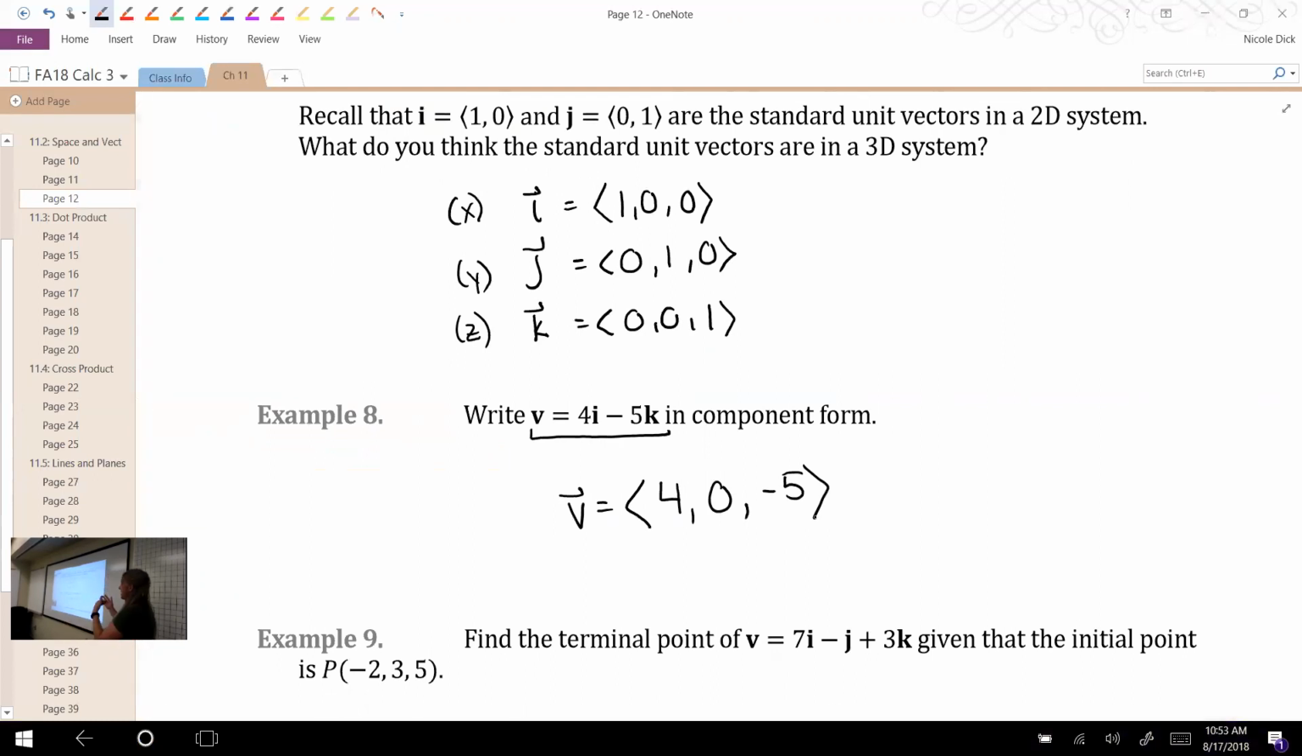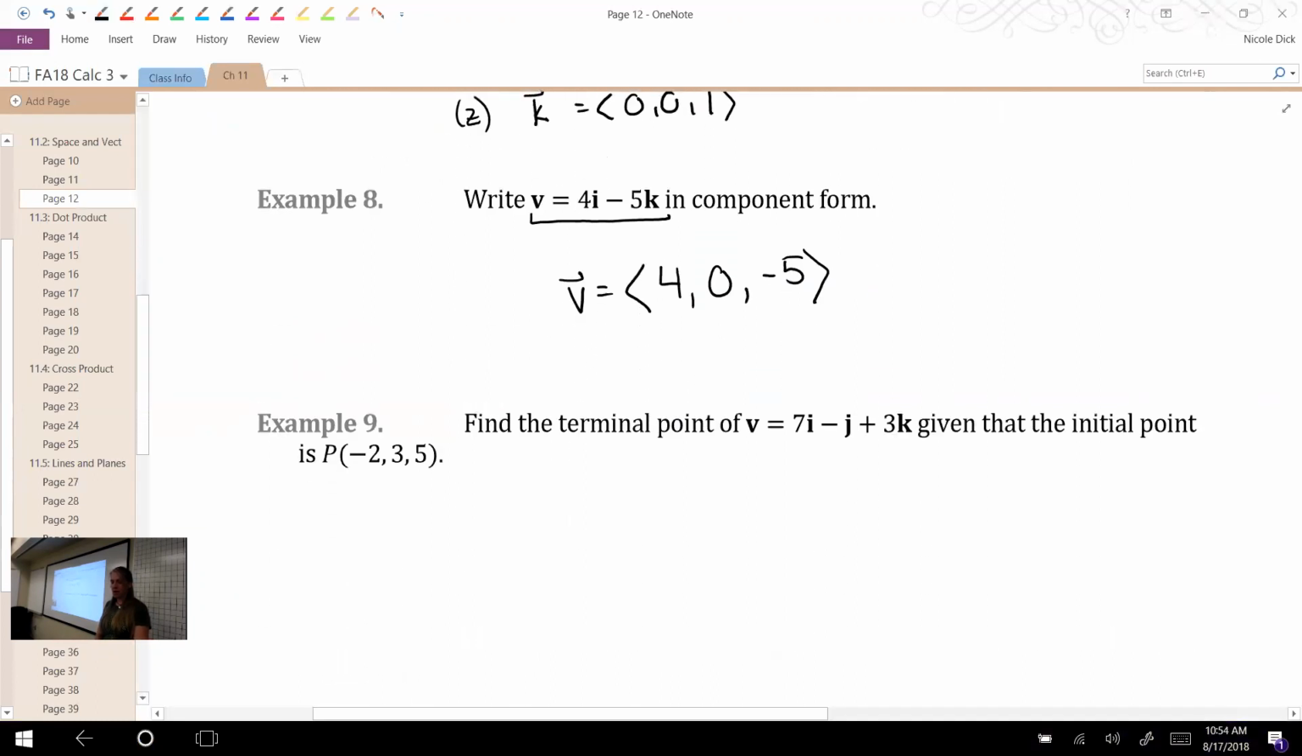So again, you can kind of see maybe when some of these would be more useful than others. It kind of depends on what we're doing with them, but they mean the same thing. Those are two equivalent ways to write that same vector there. Okay. Find the terminal point.